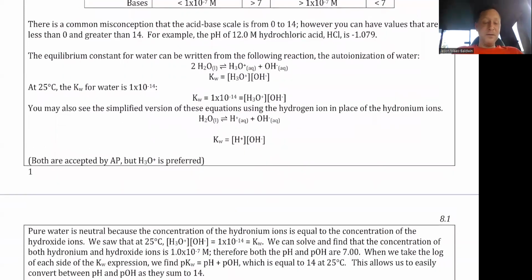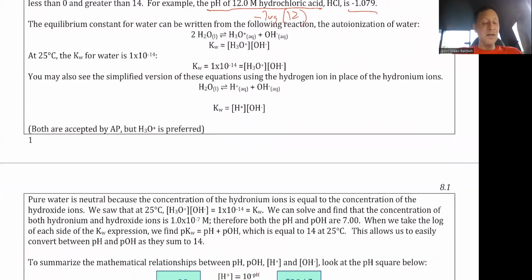As we have mentioned before, the acid-base scale can go beyond 0 to 14. Here's just an example right here. The pH of 12 molar hydrochloric acid, that's the stock solution of hydrochloric acid. If you do the math on that, the negative log of 12 actually comes out to negative 1.079. So then the pH of a 1 molar solution of a strong acid is 0, but anything greater than a 1 molar solution of a strong acid will actually be a negative pH.